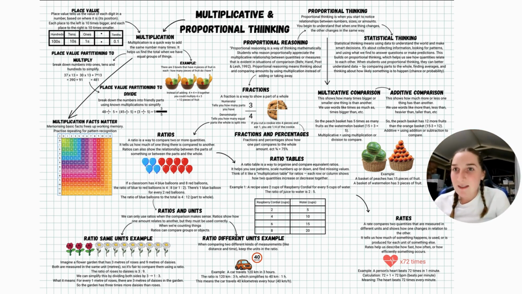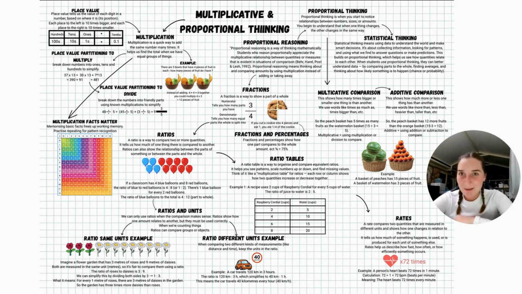Now let's go over rates. Rates compare two quantities that are measured in different units and show how one changes in relation to the other. It tells us how much something happens, is used, or is produced for each unit of something else. Rates help us describe how fast, how often, or how efficiently something occurs. For example, a person's heart beats 72 times in 1 minute. So the calculation would be 72 divided by 1, which is equal to 72 beats per minute, meaning the heart beats 72 times per minute.